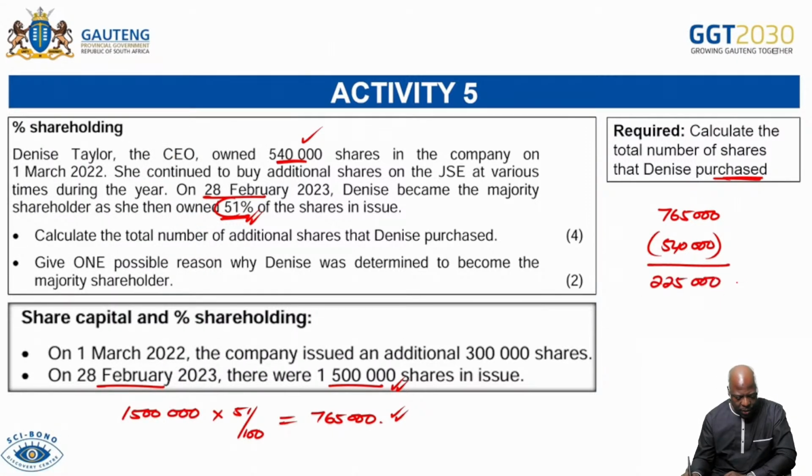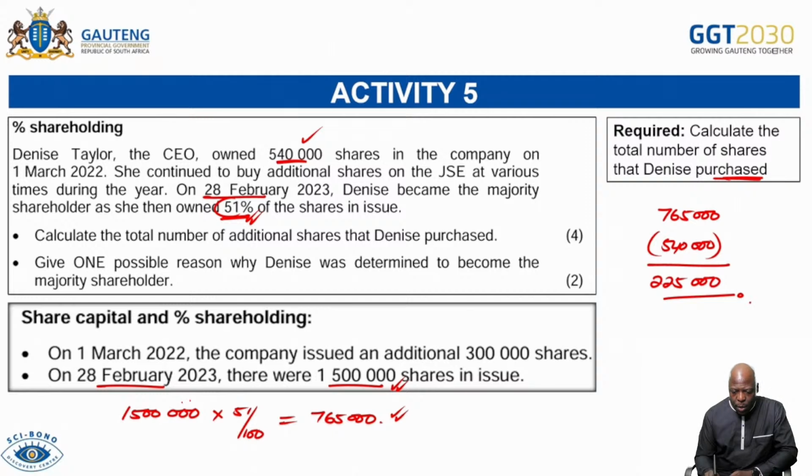225,000 shares. So this is what she bought, 225,000 shares. There was another way in which you could have done it, but this is the very simplest way of getting the number of additional shares that Denise purchased. I'm going to explain it again.